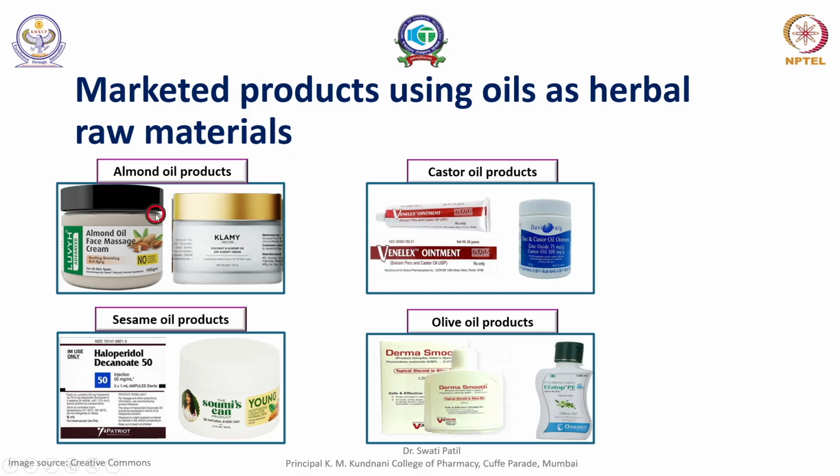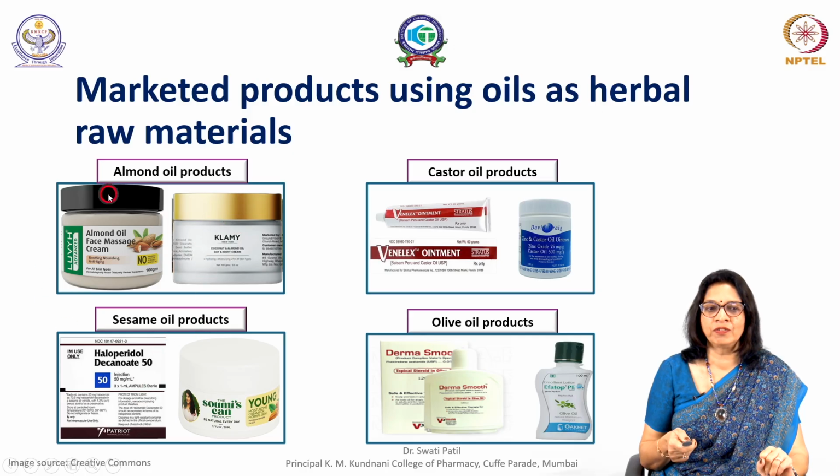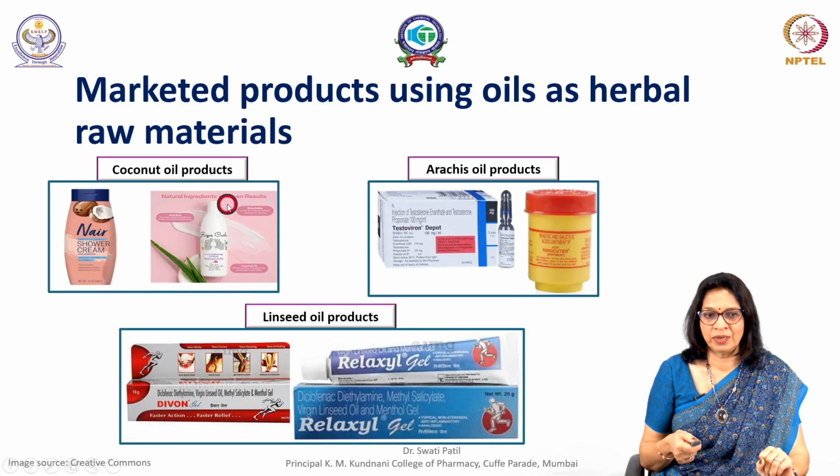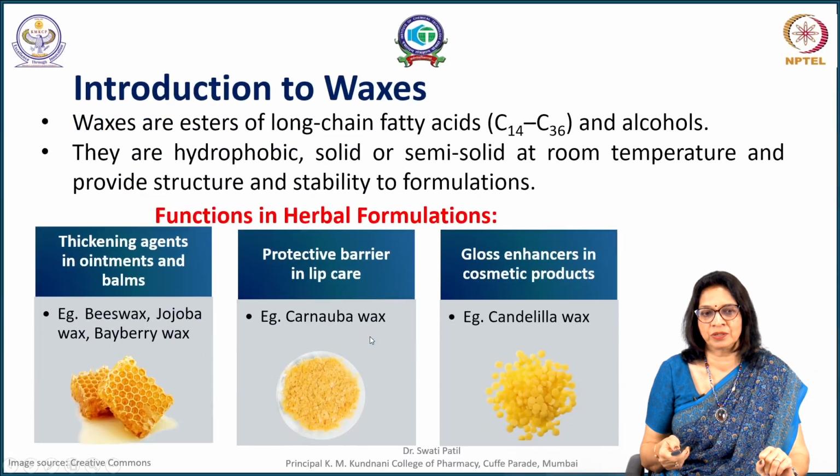These are some of the pictures showing use of almond oil in different herbal cosmetics. This is castor oil used in an ointment, sesame oil used in different products, and olive oil. Apart from this, it has been used in different kinds of topical preparations. Castor oil has been used in shampoos and conditioners. Arachis oil is also an important ingredient, and linseed oil is used in different kinds of pharmaceutical preparations.